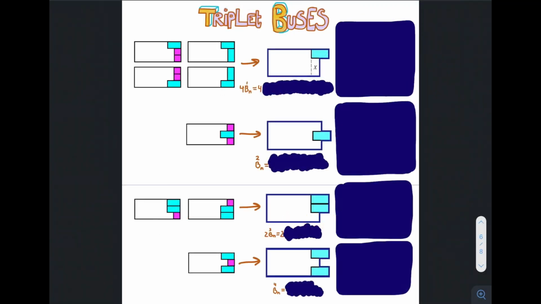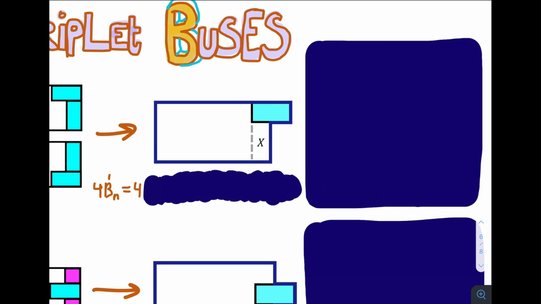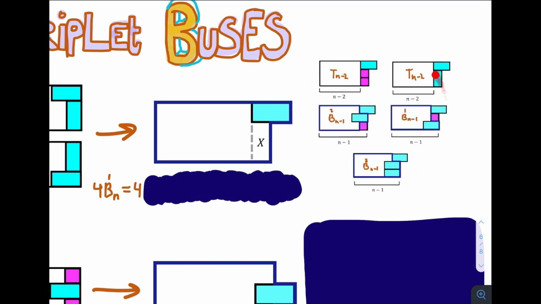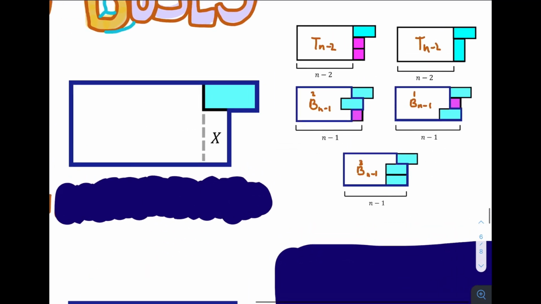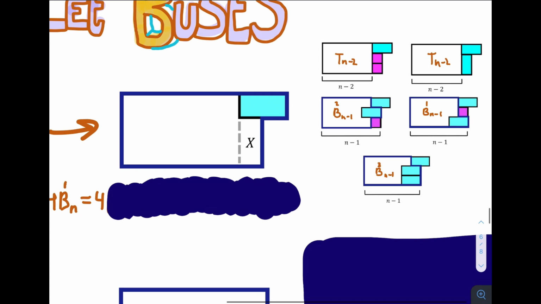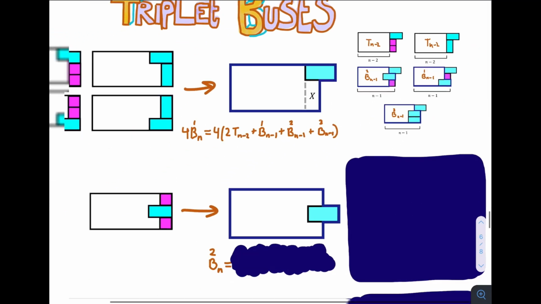As stated before, the solutions for each of these triplet buses involved separate bus subcases. For example, for the first triplet bus, there were 5 distinct bus subcases involving solutions with other bus shapes. For instance, in this subcase here, where there is a horizontal doublet and a singlet in the x space, the second triplet bus can be seen with one less row, giving us the solution of B2 n minus 1. Adding all these subcases together, a full solution for the first triplet bus can be derived.